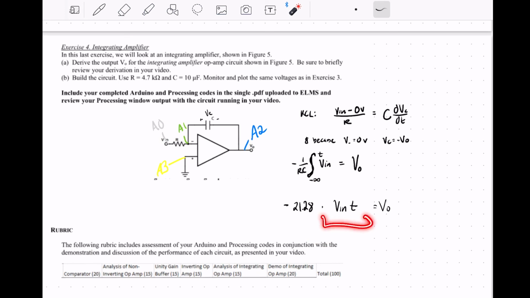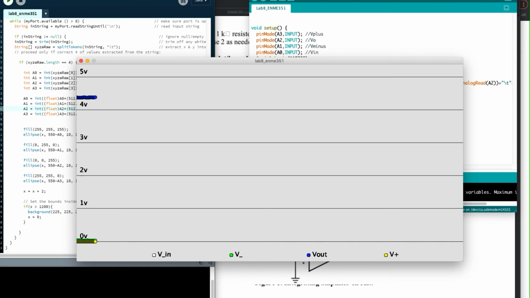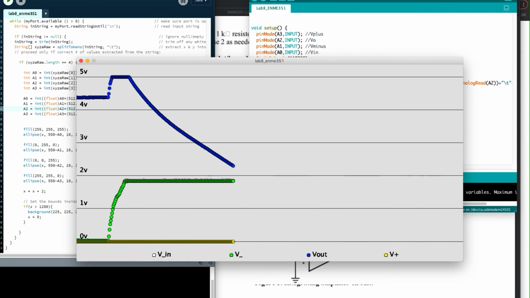We know that when we integrate a straight line, we're going to get a slope. And our slope is going to be like that. It's going to be negative. So here's our input at 0 volts. If I adjust that input, then we see our slope appear. And it might not look exactly linear just because of the timing of our sampling, but that's supposed to be a straight line.